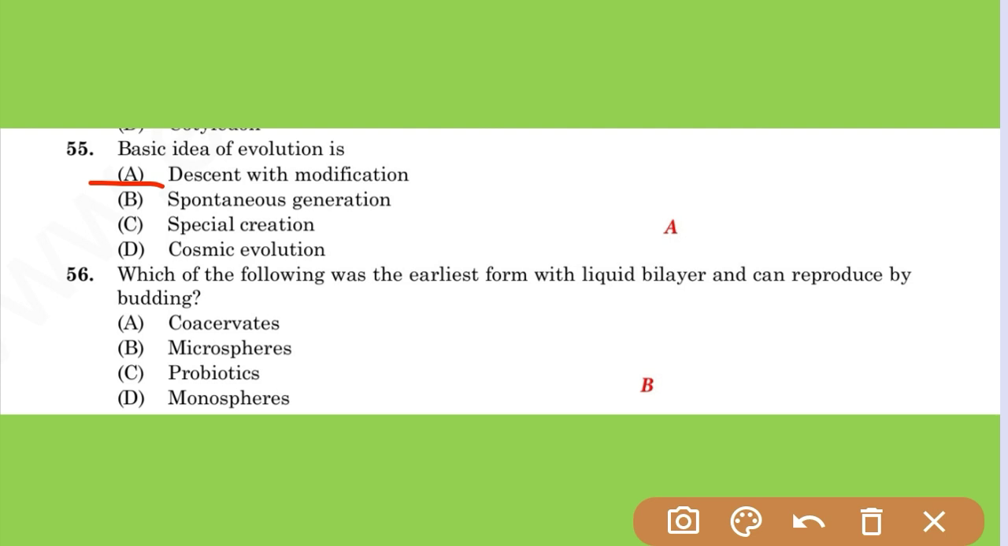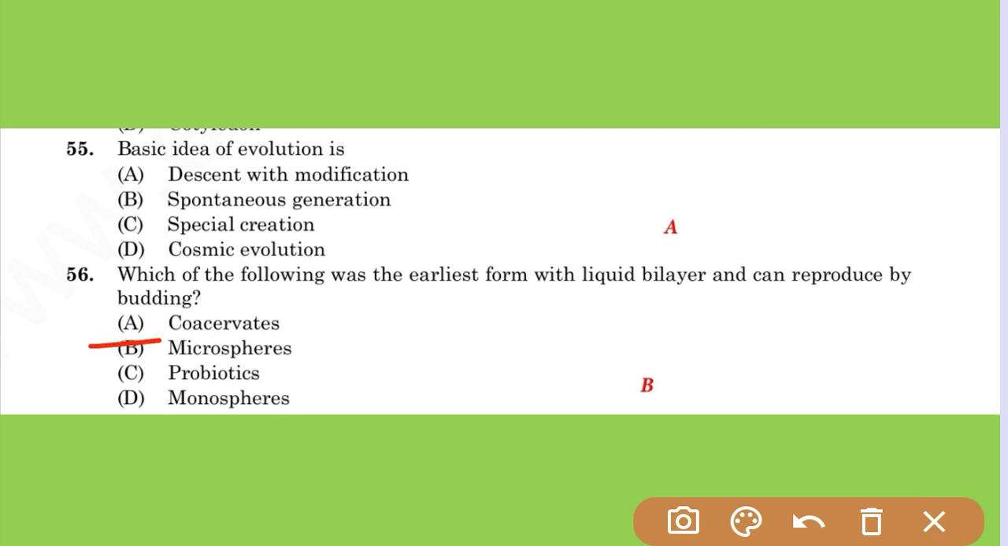So, the basic idea of evolution is descent with modification, given by the scientist Charles Darwin. Option A is the answer to this question. Then, moving to the next question: which of the following was the earliest form with a lipid bilayer that can reproduce by budding? The answer to this is option B, that is, microspheres.